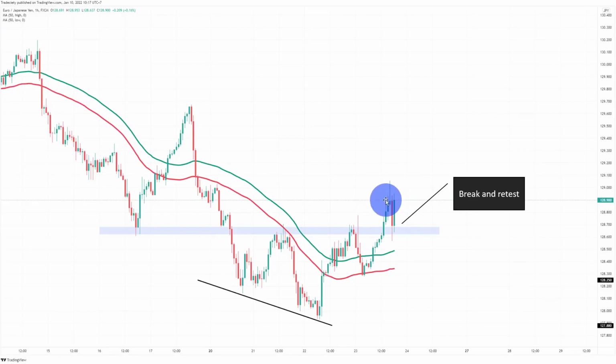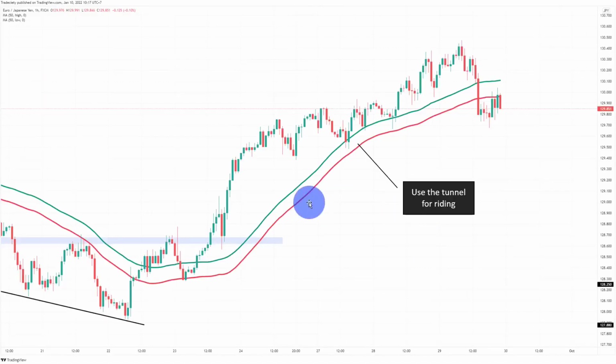So here, break and retest, this is where you get in, very straightforward. We have seen that many times. We have the breakout, the retest, and then the strong reaction away from it. And then you can see the trend is unfolding and it is using the tunnel for pullbacks. And as long as the market is not able to get on the opposite side of the tunnel, your trade should be good to go.